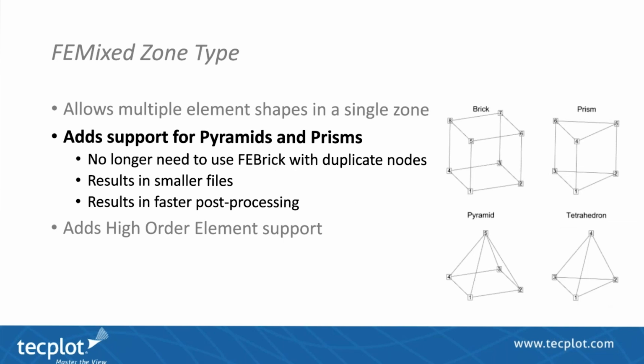It adds support for pyramids and prisms. Previously we just had brick and tetrahedron. We now have prism and pyramid cell types as well. So there's no need to use FE brick with duplicate nodes, like I mentioned before. It results in smaller files and it's faster post-processing. Next slide, please.